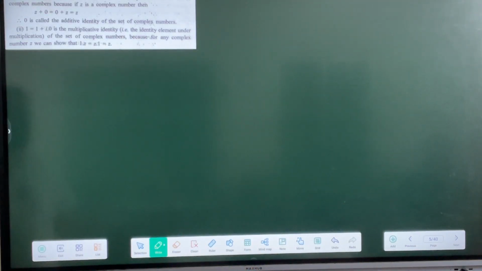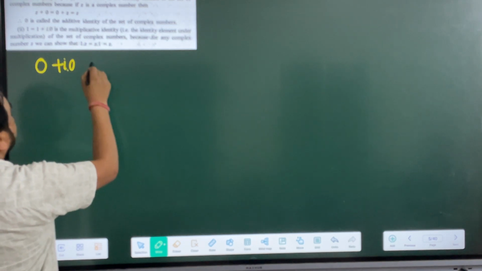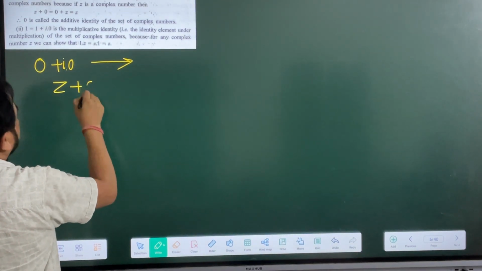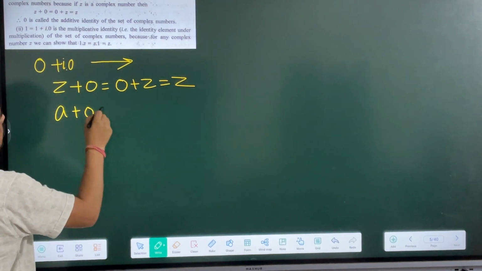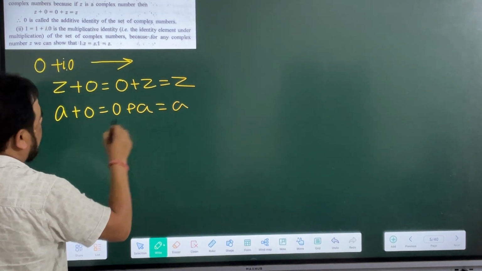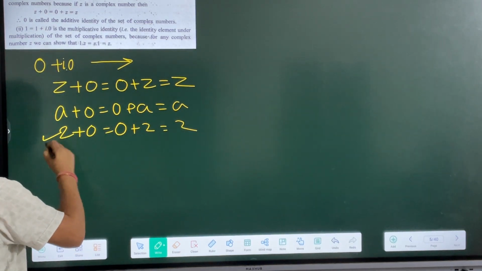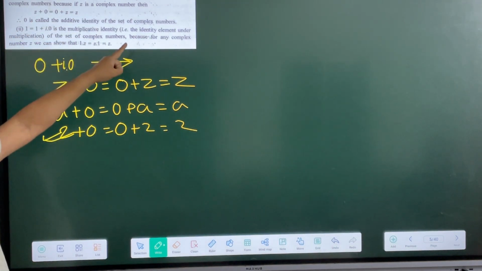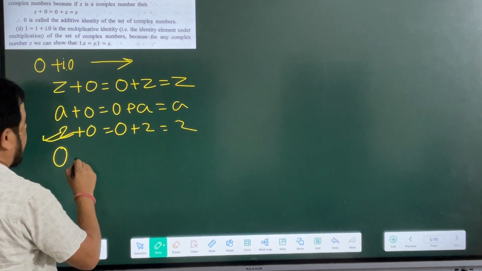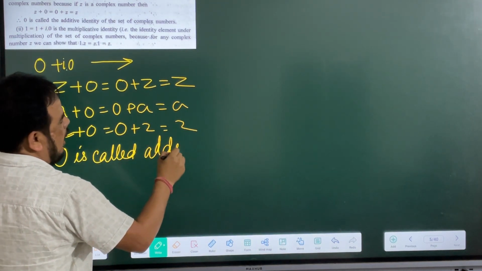The identity property is also there in general maths. If 0 plus i0, then the identity will be this way: z plus 0 equals 0 plus z equals z. Same thing: a plus 0 equals 0 plus a equals a. 2 plus 0 equals 0 plus 2 equals 2. This you got already. So this is the identity property. 0 is called the additive identity. Remember this.